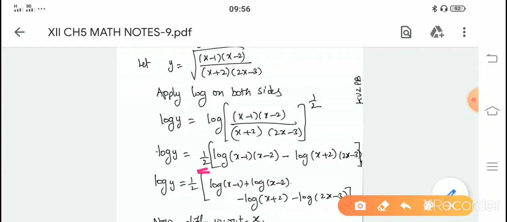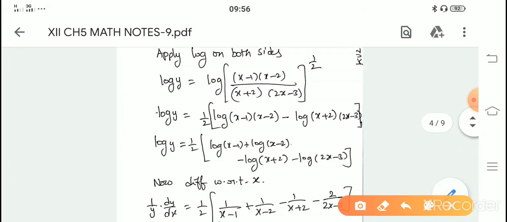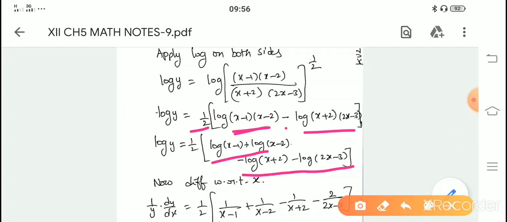Then here see, x minus 1 into x minus 2 can be written as log of x minus 1 into x minus 2 minus log of x plus 2 into 2x minus 3. So then immediately it is log x minus 1 plus log x minus 2 minus log x plus 2 minus log 2x minus 3. Hope you understand how I did it, because product becomes plus. Here also plus, but before it a minus sign is there, that's why it is minus. The first exponent is gone to before the log, then products become plus, then directly differentiate.